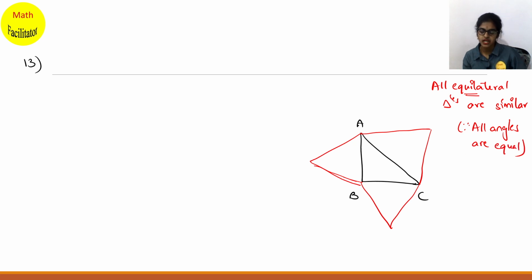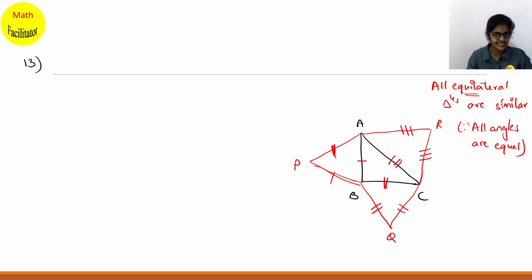Clear? Okay, so here I am drawing the triangles. This is P, this is R, this is Q. Since it is equilateral, these sides are equal, here these sides are equal, and here these sides are equal. And the three triangles are similar. I gave you this point, isn't it? So remember this point.